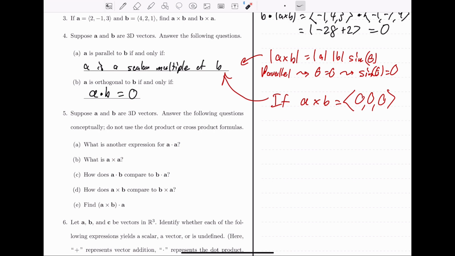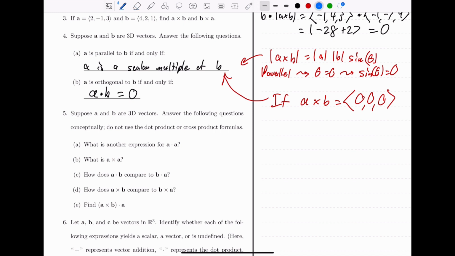Let's move on to example 5. Once again, we just have two 3D vectors, a and b, and we want to answer these questions without having to work through formulas for the dot product or cross product. We just want to think conceptually, geometrically, what are the different values here? First of all, what is another expression for a dot a?